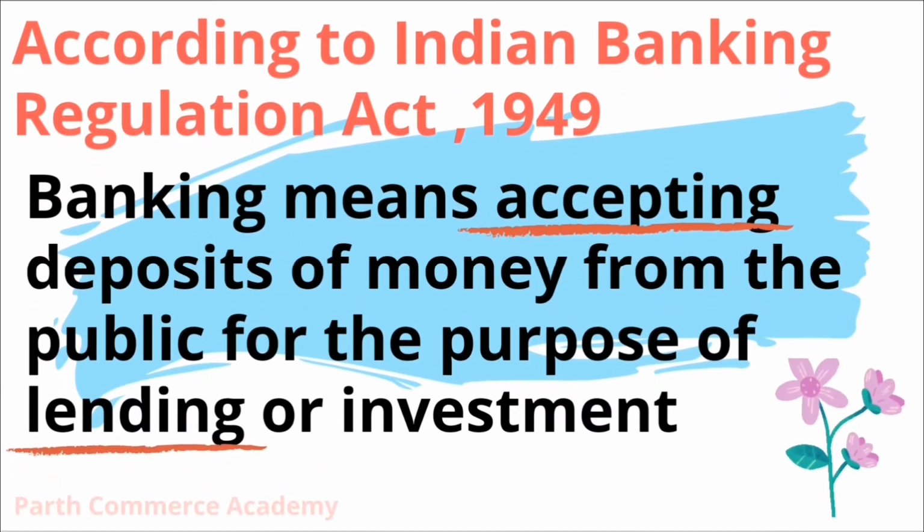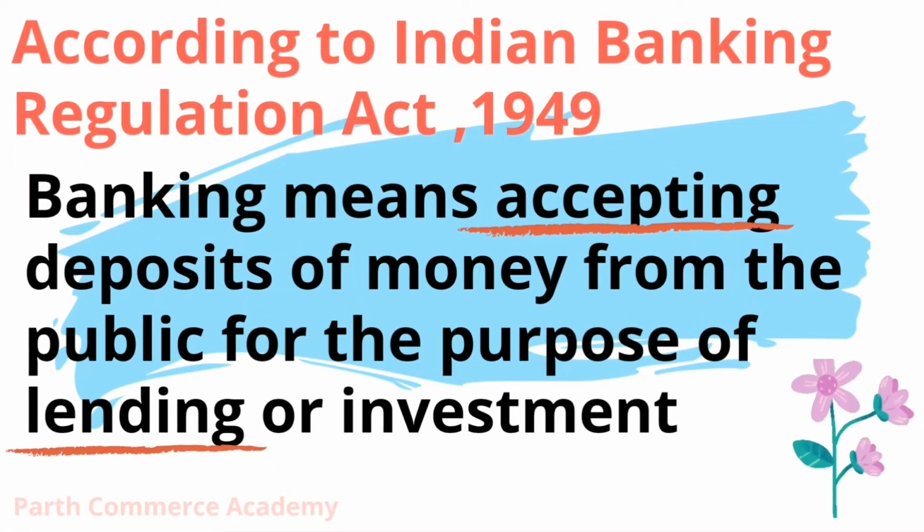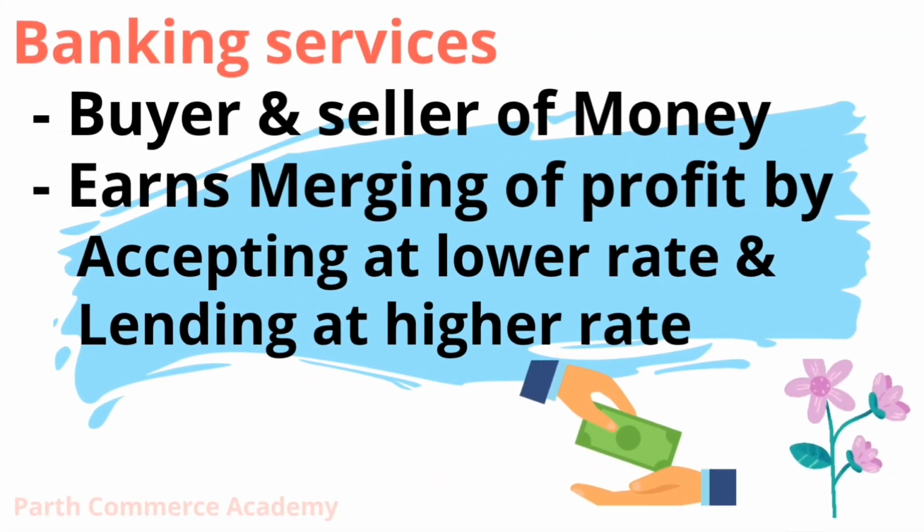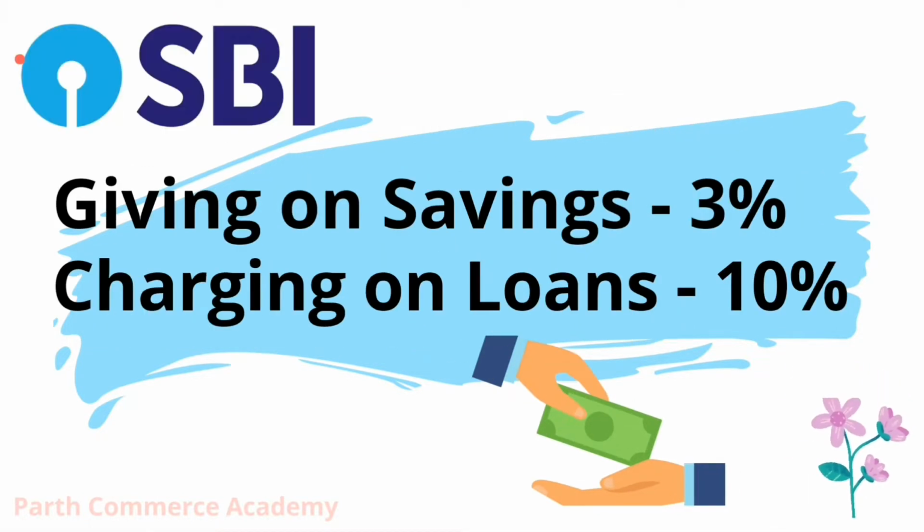According to the Indian Banking Regulation Act 1949, banking means accepting deposits of money from the public for the purpose of lending or investment. In simple words, banks are buyers and sellers of money. Here, the bank earns a margin of profit by accepting money at a lower rate of interest and lending money at a higher rate of interest. So this difference in interest rate is the profit margin of the bank.